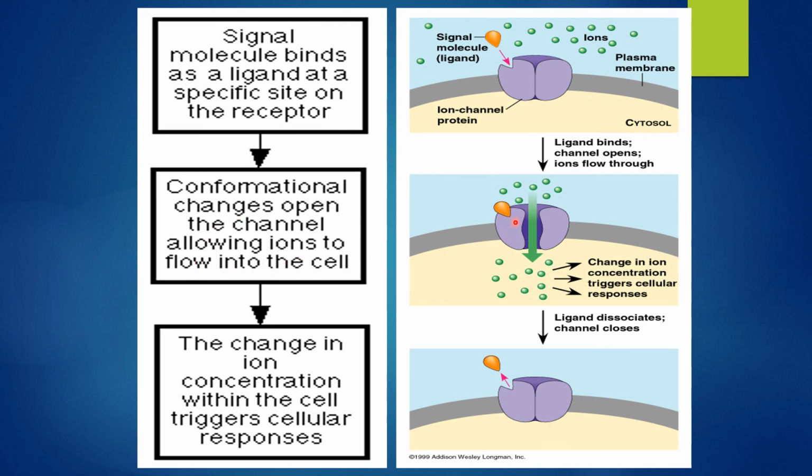So when this is here, it is closed. You can see the pathway is closed. When the ligand is attached to that receptor, it will open and the ions will pass. And this movement will produce changes in the ion concentration, which triggers the cellular response. So when the ligand dissociates from the receptor, again it will be closed and the movement will be stopped.